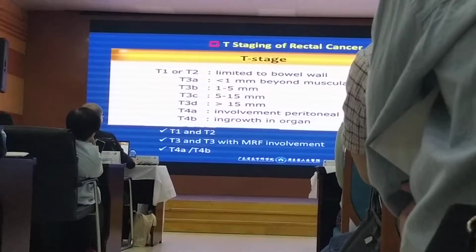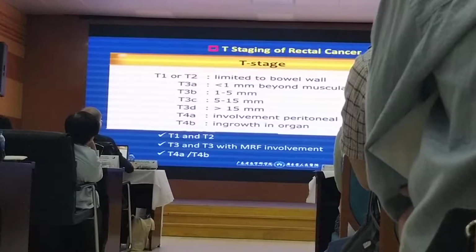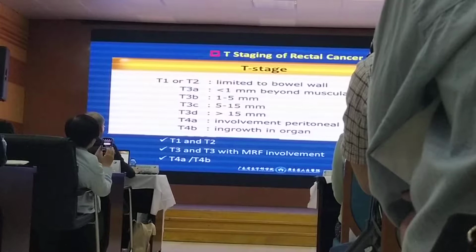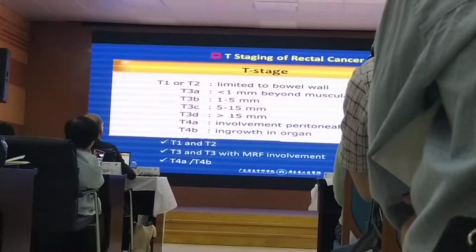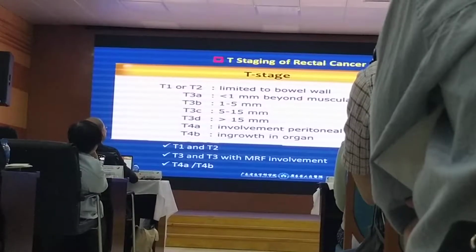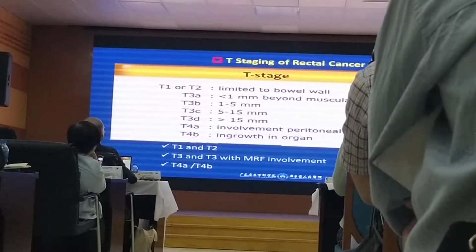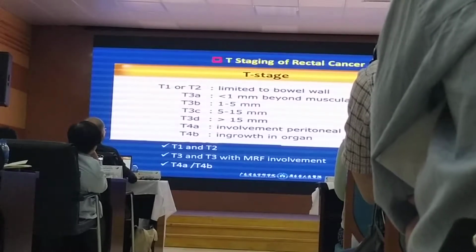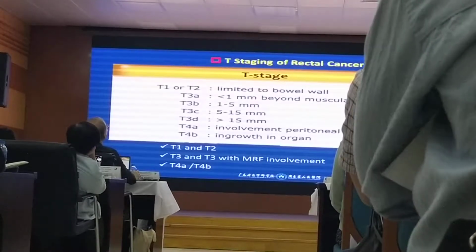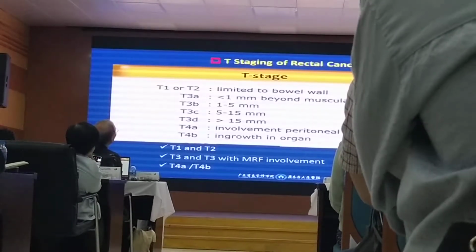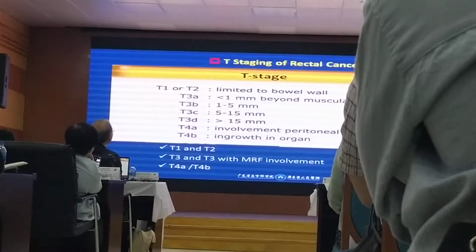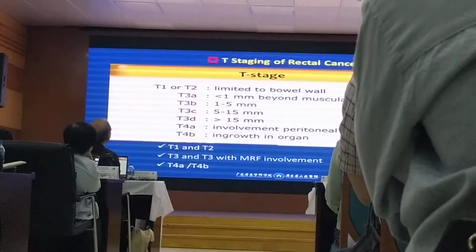The tumor stages are from T1 to T4b. T1 and T2 tumors are limited to the bowel wall, muscularis propria, peritoneal reflection, and so on. These are very important anatomy markers for the staging. For example, if the tumor involves the peritoneal reflection, it means T4a.